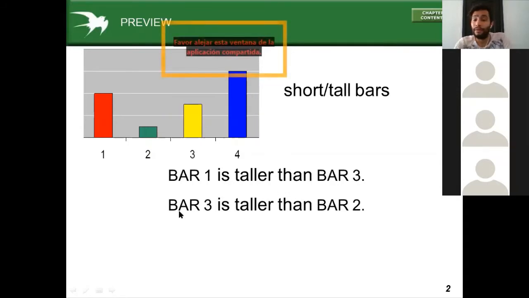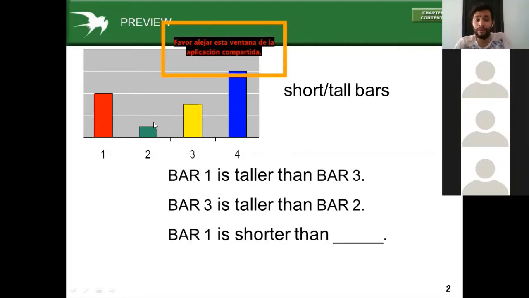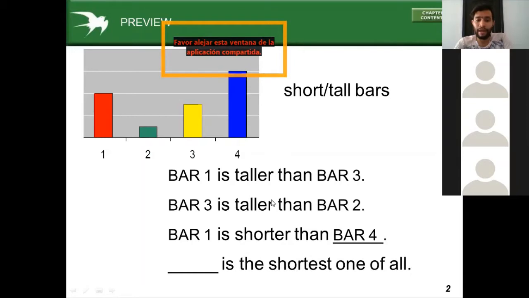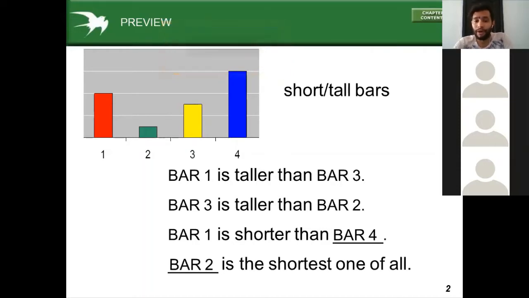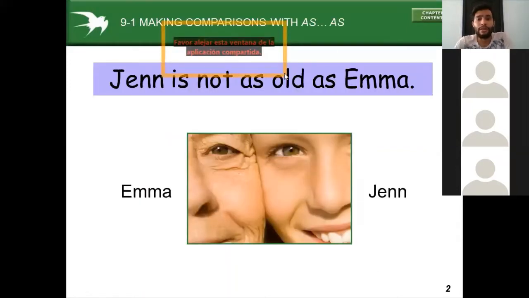How about this one? Bar 3 is taller than bar 2. Of course, again, it's visible. And how about here? Bar 1 is shorter than which one? Bar 4. Than bar 4, right? And how about this one? Is the shortest of all? Bar 2 is the shortest one of all, right? So you already know how to do this, and this is the basics of it. So in order to start, we're going to start with the comparison as. Can you guys tell me what the meaning of this first type of comparison is, what is the meaning in Spanish when we say as? What does it mean?